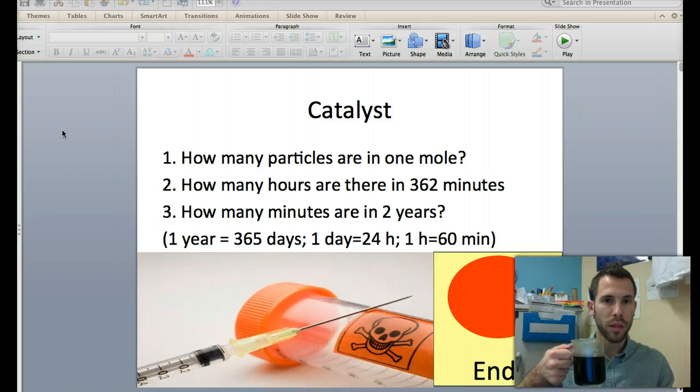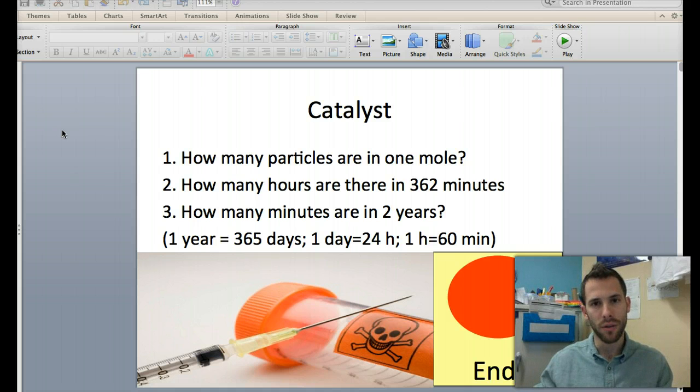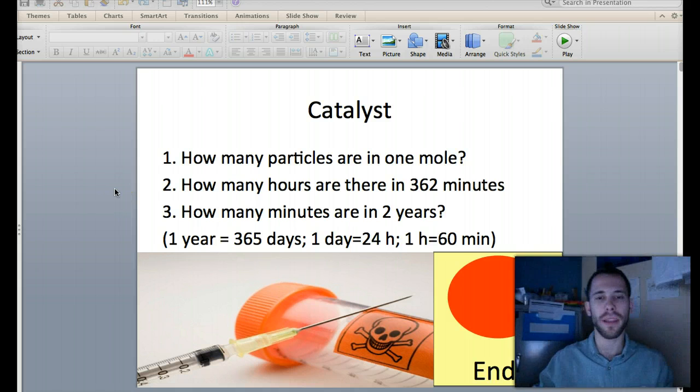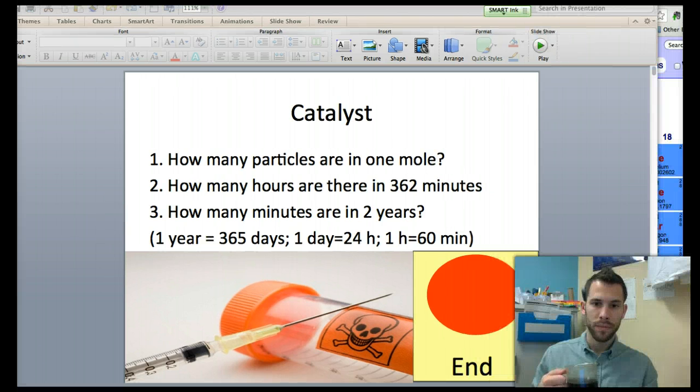Right now, we're going to start with a little catalyst just to get your brains flowing. First, I want you to think about how many particles there are in 1 mole. There's a few things we talked about before. And then I want you to use the ideas we highlighted in Mr. Astor's travels to attempt problems 2 and 3, dealing with how many hours are there in 362 minutes and how many minutes are there in 2 years. So take a second, pause the video, and give it a shot. All right.